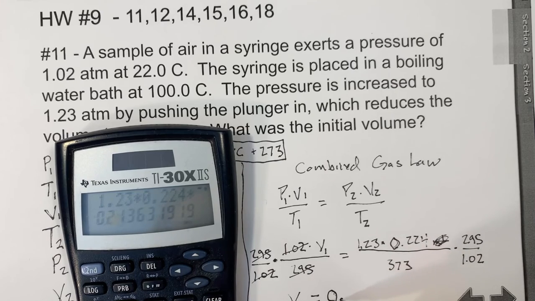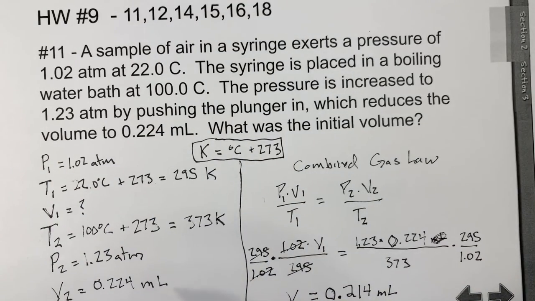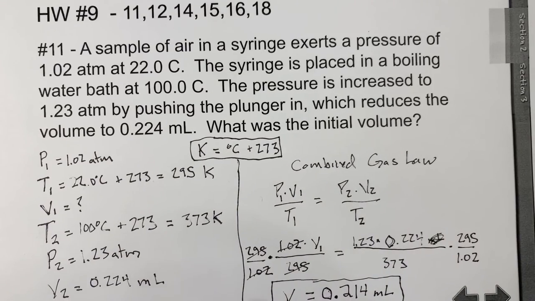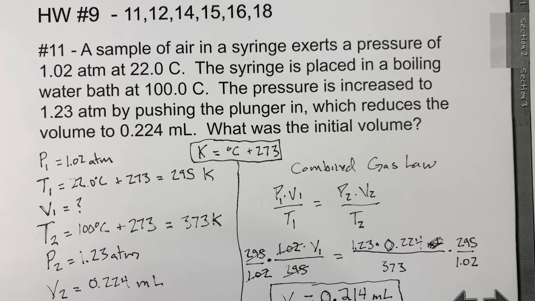Okay, and then I get my answer, which is volume is 0.21... Why don't we round this 3 up to a 4? So 0.214 milliliters. Why milliliters? Because I'm using the same unit as the other one. Okay, so this is my answer. What was the initial volume of the syringe? 0.214 milliliters. Okay, great job, chemistry students. Keep up the good work.